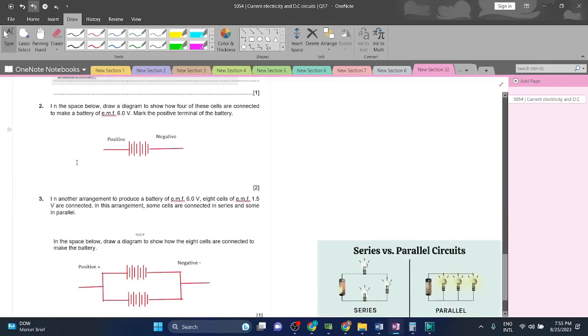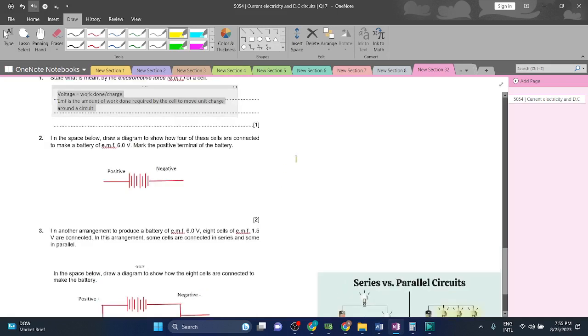In the space below, draw a diagram to show how four of these cells can be connected to make a battery of EMF 6 volts. Mark the positive terminal of the battery. Okay, first of all, I have made four cells. This is one cell, this is two cells, this is three cells, this is four cells. And these cells are connected in series. And when cells are connected in series, they tend to add up.